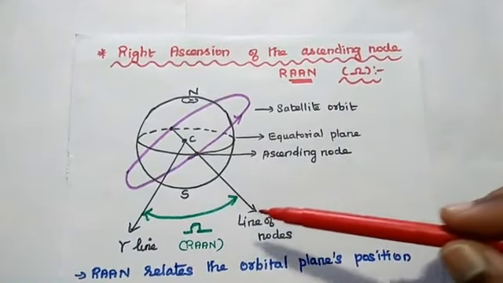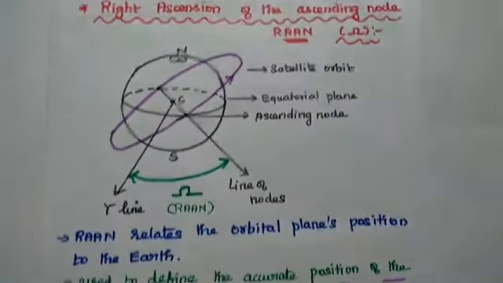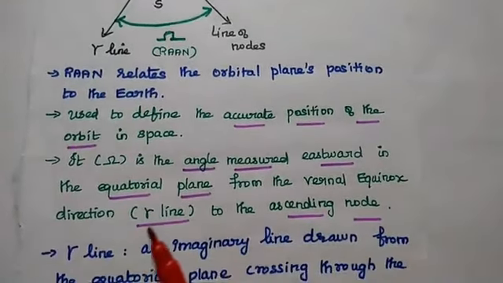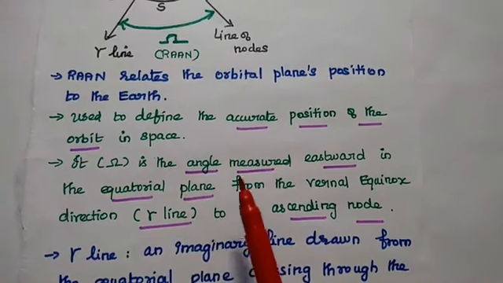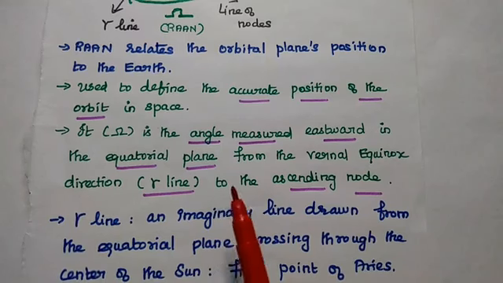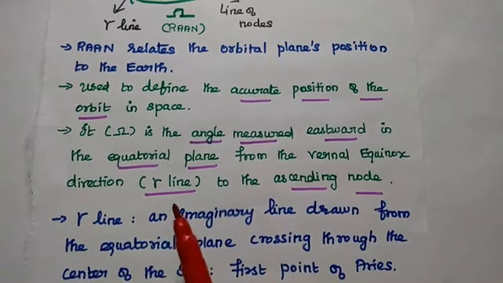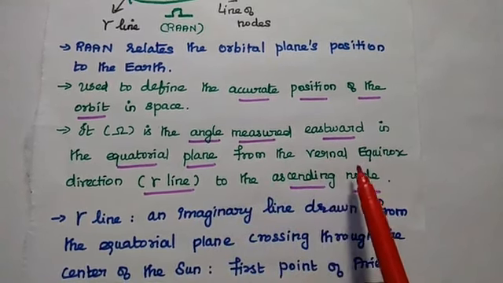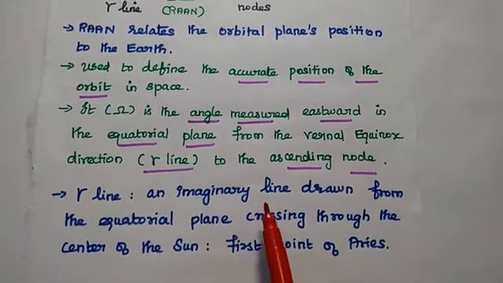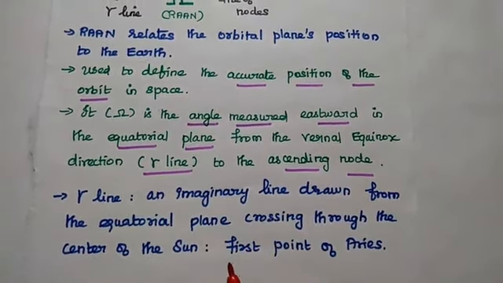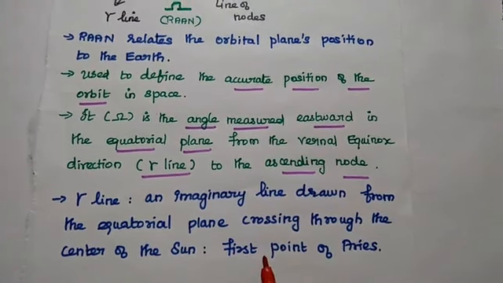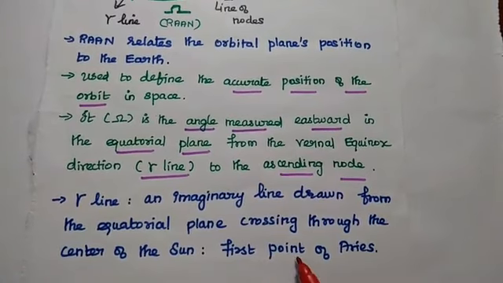So that's a very important point here. So here we can say this RAAN relates the orbital plane's position to the earth, mainly used to define the accurate position of the orbit in space. So it is the angle measured eastward in the equatorial plane from this equinox direction to the ascending node. So this is the imaginary line drawn from the equatorial plane which is crossing through the center of the sun first time. Okay, that is a very important point here.